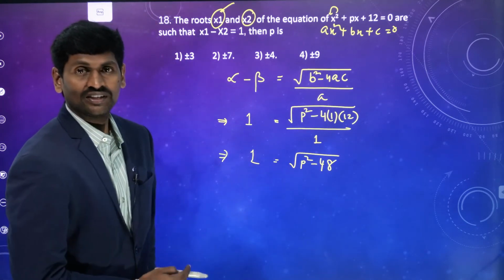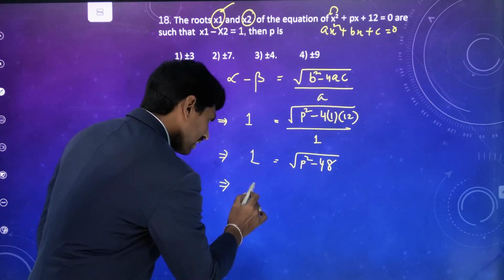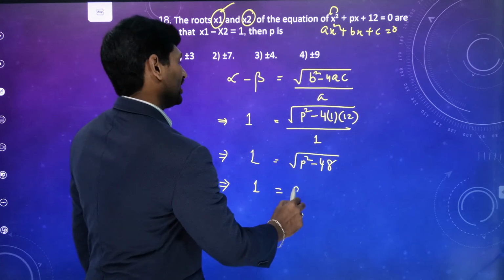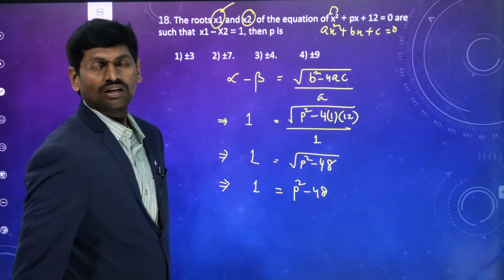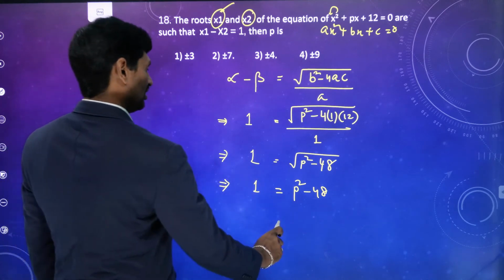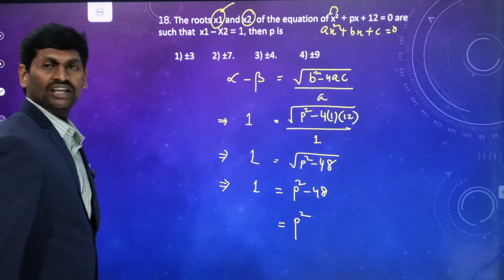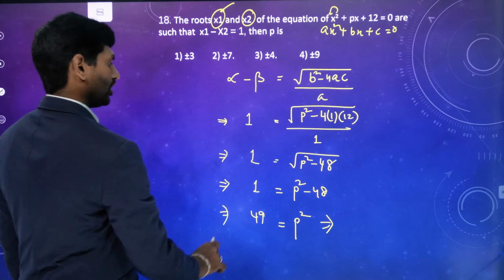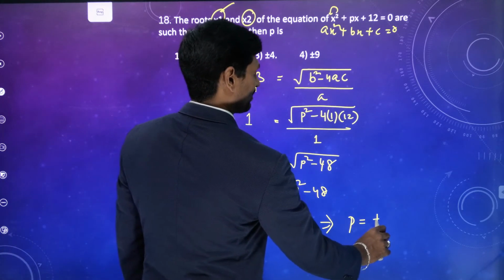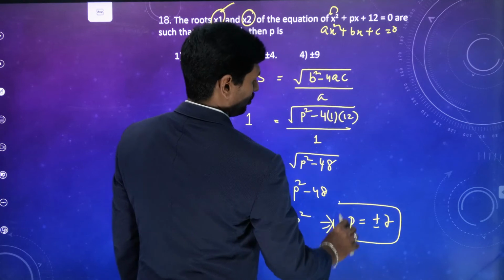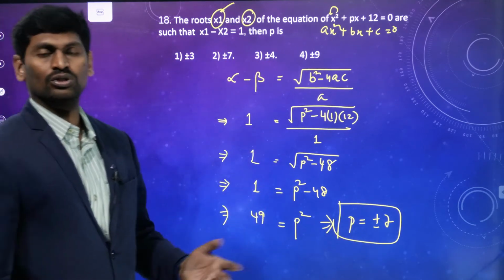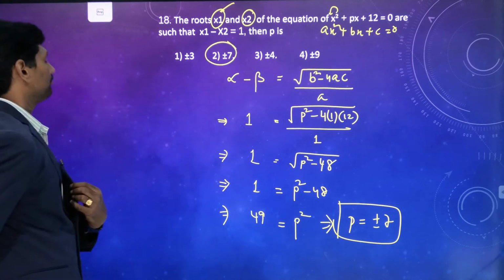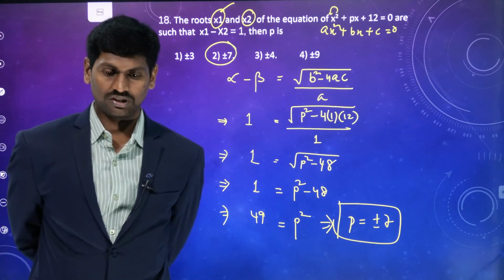Squaring on both sides, 1 square is always 1 only. Here the square and root can be cancelled. It will be p square minus 48. Bring the minus 48 to this side, plus 48. 48 plus 1 is 49. So whenever p square value is 49, then p value is plus or minus 7, because 49 is a square number: plus 7 whole square is 49, minus 7 whole square is also 49. Option 2. Check.